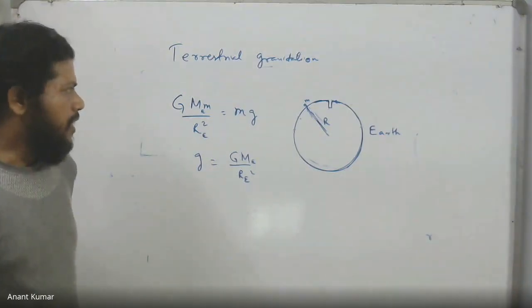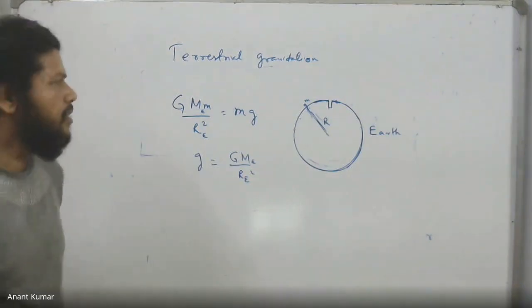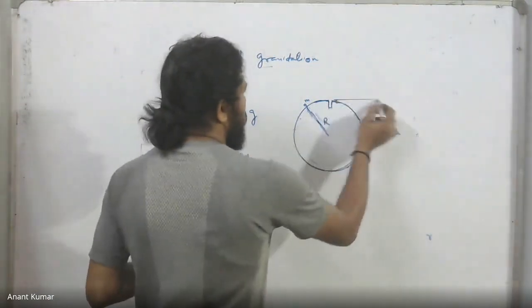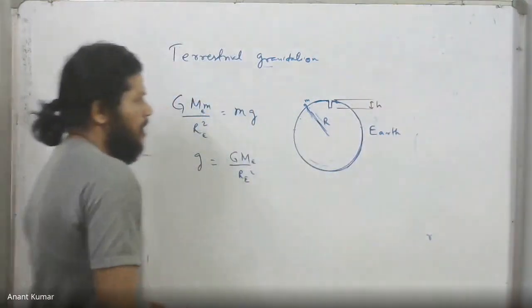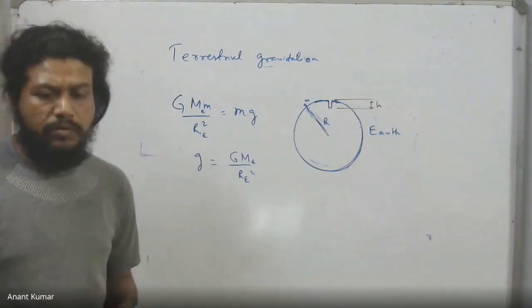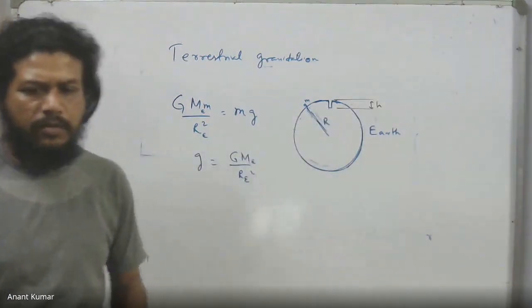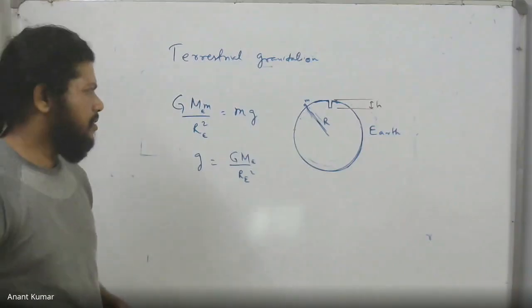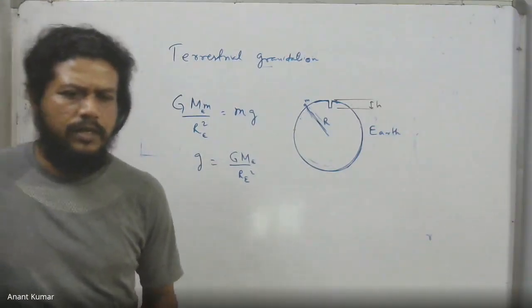If I dig a tunnel on the Earth's surface, on the crust rather, to a depth of h, how much will be small g at the bottom of the pit? What do you think about that? Not a tunnel, but a pit actually. G into mass of Earth by radius of Earth minus h whole square. But I can utilize the previous result: G M m by R cube into r. In case of r, it will be capital R minus h. Again, the same problem.